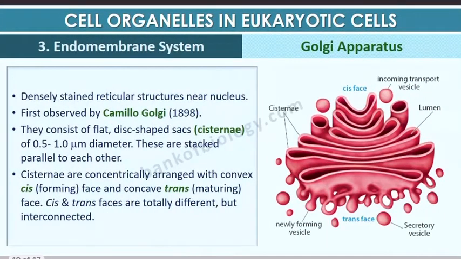And then the densely stained reticular structures near the nucleus are the Golgi apparatus. It is named after the scientist who discovered it, Golgi, right? Camillo Golgi, way back in 1898. He observed it first. So this organelle is appropriately called the Golgi apparatus.